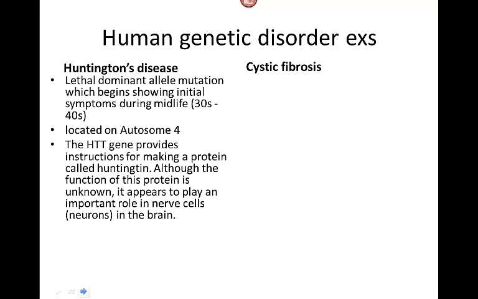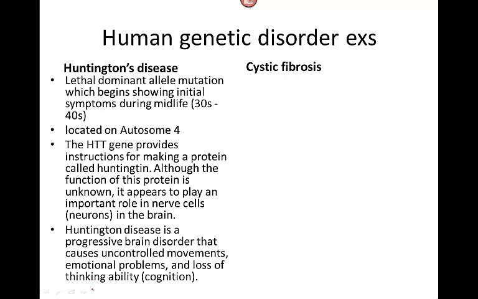The HTT gene provides instructions for making a protein called huntingtin. Although the function of the protein is unknown, it appears to play an important role in nerve cells in the brain. And Huntington's disease is a progressive brain disorder that causes uncontrollable movements, emotional problems, loss of thinking ability, and ultimate death.